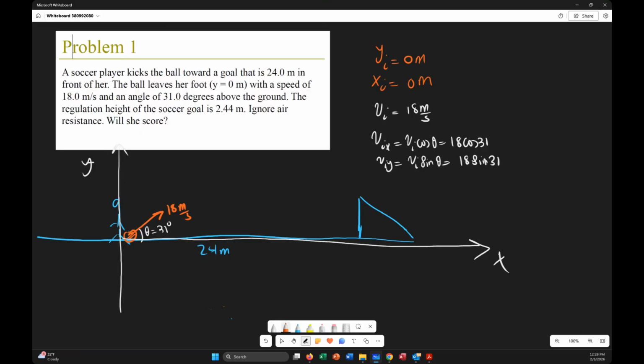What is the rest of the problem? The regulation height of the soccer goal is 2.44 meters. Let me just draw this. This height is 2.44 meters. Good. Ignore air resistance. Will she score?